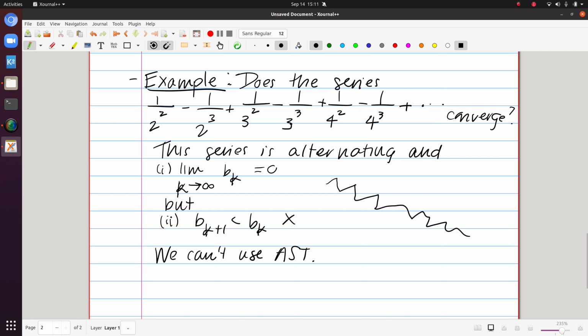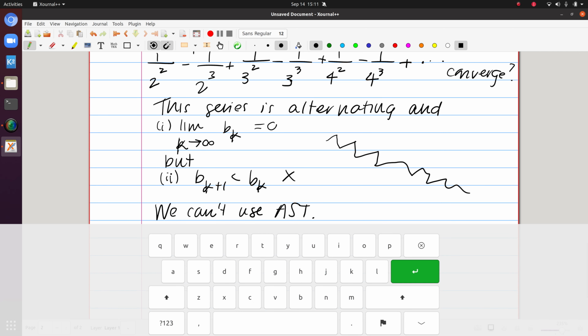We certainly can't use it to say that it converges because it doesn't satisfy both of these conditions. And like I referenced in the last example, if these two conditions don't hold, that doesn't mean that the series necessarily diverges. In particular, this series converges. I just can't use the alternating series test to say that that's true. So what we can do instead is look at the individual terms, and you can actually think about splitting this series into two different series.